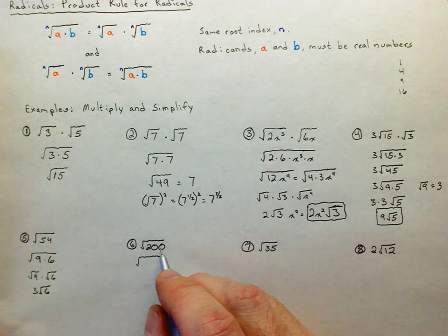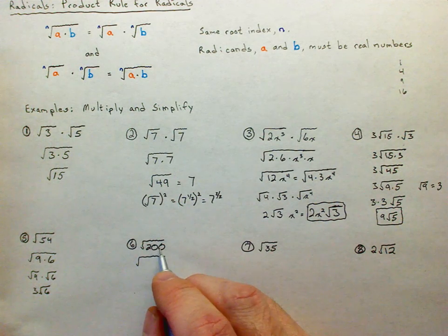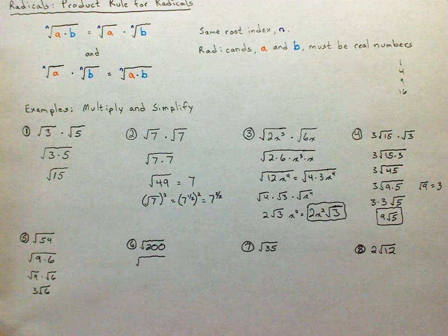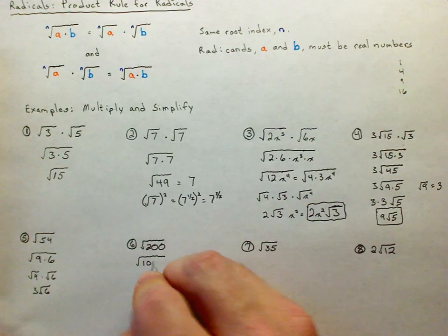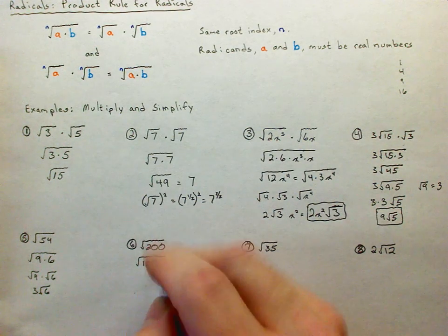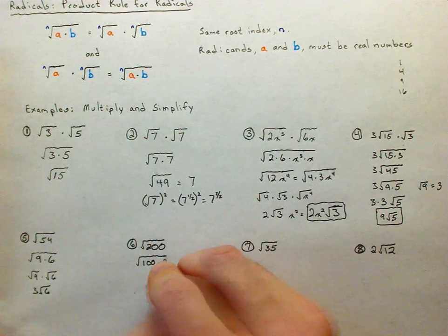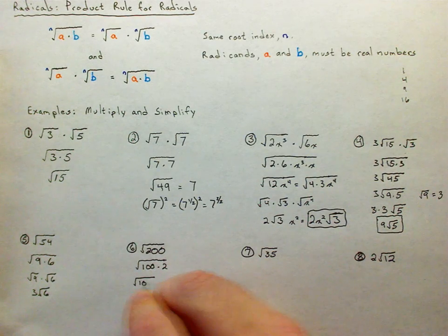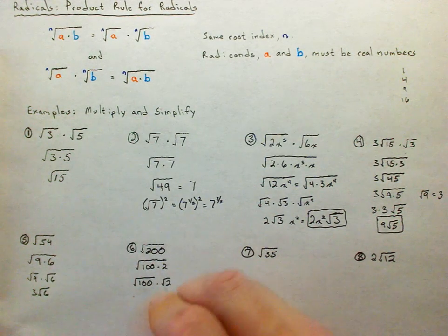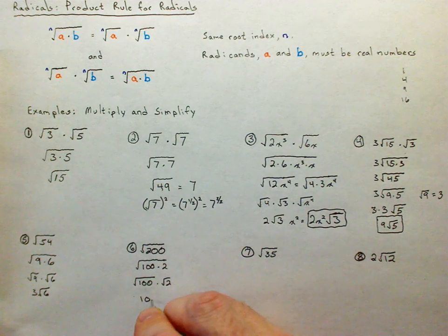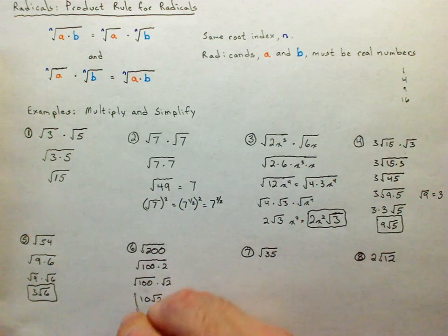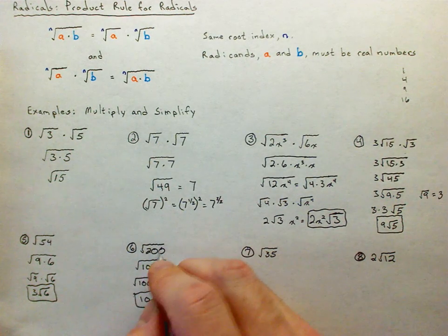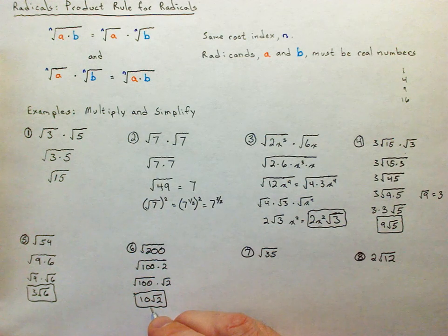What perfect square will go into 200? The largest one. Otherwise, you've got to keep doing it. How about 100? 100 is a perfect square because 10 squared is 100. The square root of 100 is 10. Radical 2, I cannot simplify more than that. Again, with your calculator, type in radical 200 and then 10 square root of 2, and you'll get the same value.